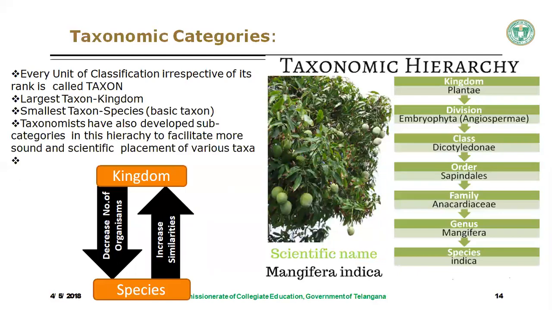Taxonomic categories. In the classification, different types of taxa are arranged in different levels. Every unit of classification, irrespective of its rank, is called a taxon. A taxon is representative of a group of plants. Species itself is one plant, but kingdom means all plants come under the plant kingdom. So the largest taxon is the kingdom, the smallest taxon is the species. It is called the basic taxon.